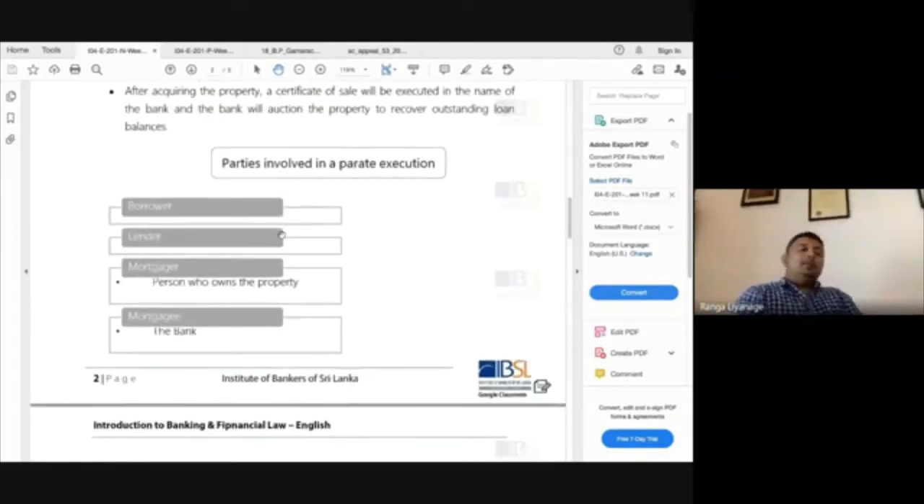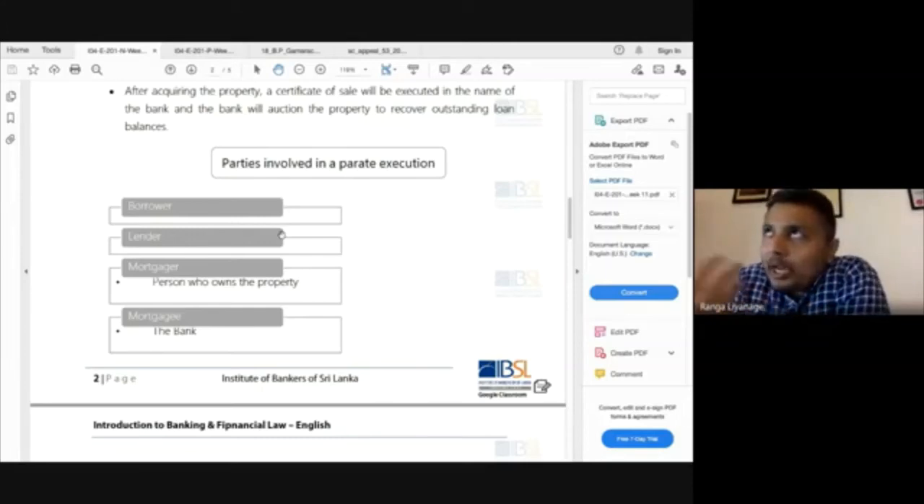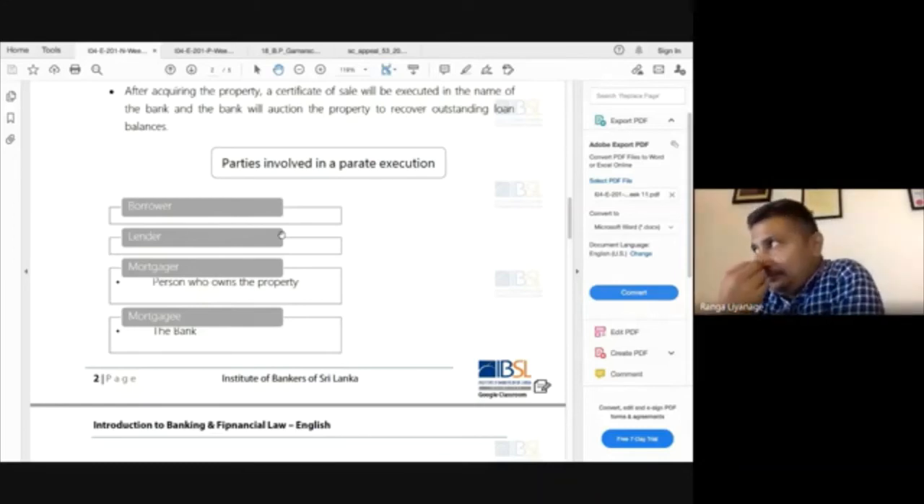So, who are the parties involved in Parate execution? I think this has already been shared with you all. The borrower, the customer. The lender, who is the bank. The mortgagor, it should be spelled G-O-R, is the person who is mortgaging the property. It could be either the borrower or any other party. The mortgagee is the bank.